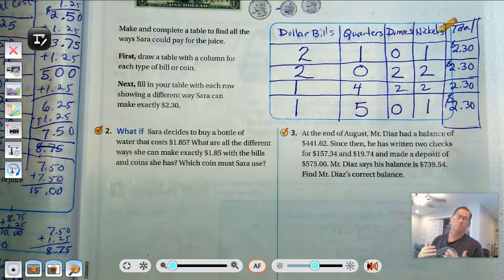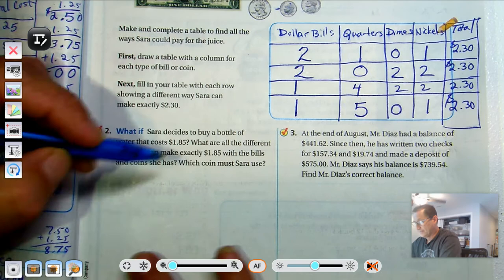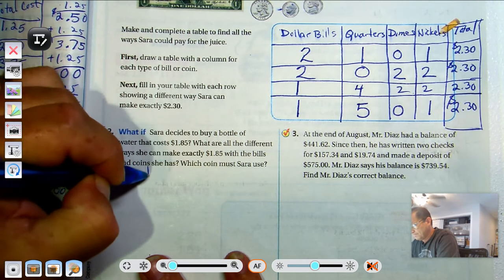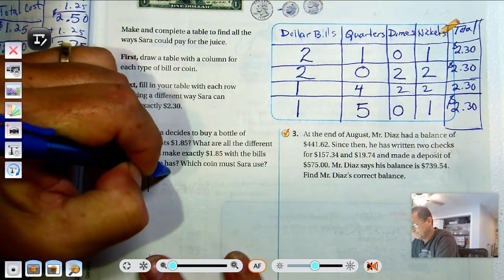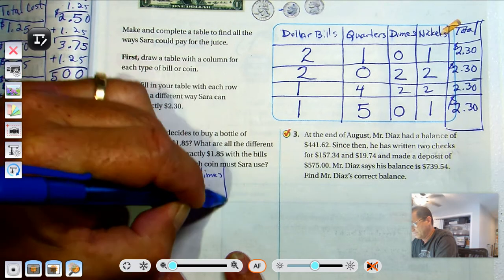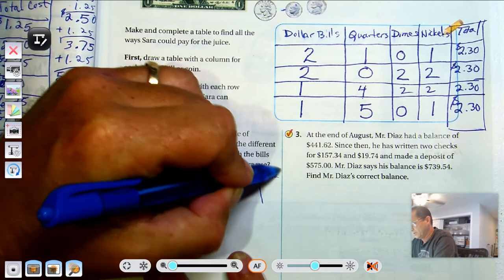Now, let's look at number 2. What if Sarah decides to buy a bottle of water that costs $1.85? What are all the different ways she can make exactly $1.85 with the bills and coins she has? Which coin must Sarah use? Well, let's see. So, $1 bill, quarters, dimes, nickels. And this time the total is $1.85.